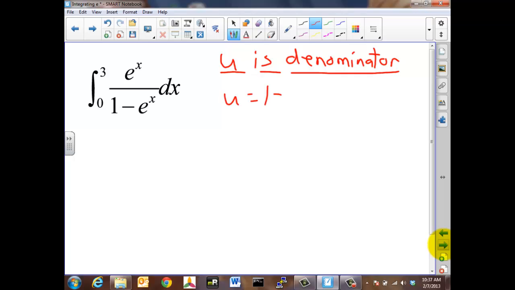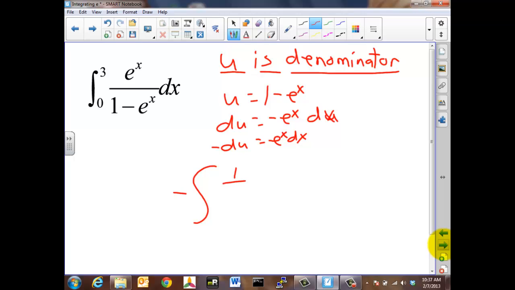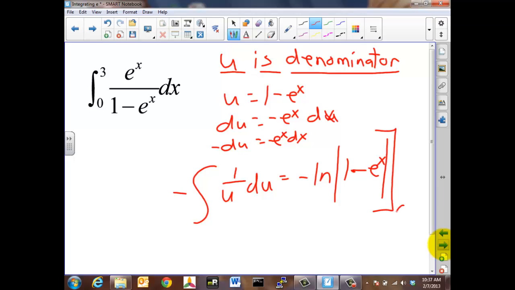So, if you say u is 1 minus e to the x, then du is what? Negative e to the x. The derivative of 1 is 0. Derivative of e to the x is e to the x, and it had a minus in front of it. So we've got negative du equals e to the x dx. So if we substitute in negative integral of 1 over u, well, what's the integral of that? ln of u. So we've got negative ln absolute value of 1 minus e to the x, evaluated at 0 and 3.